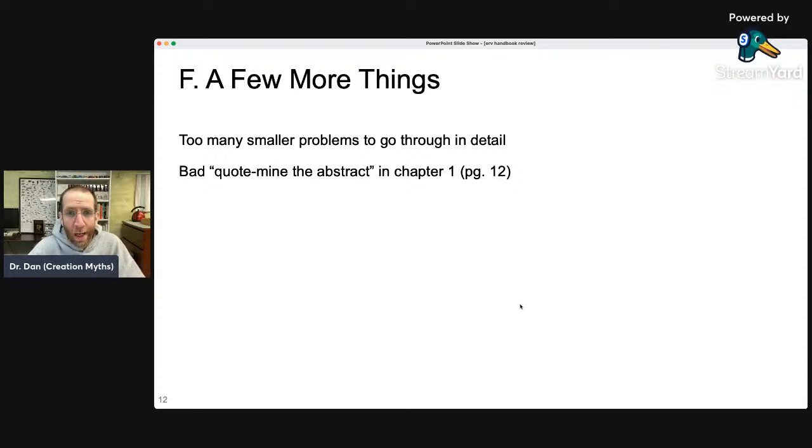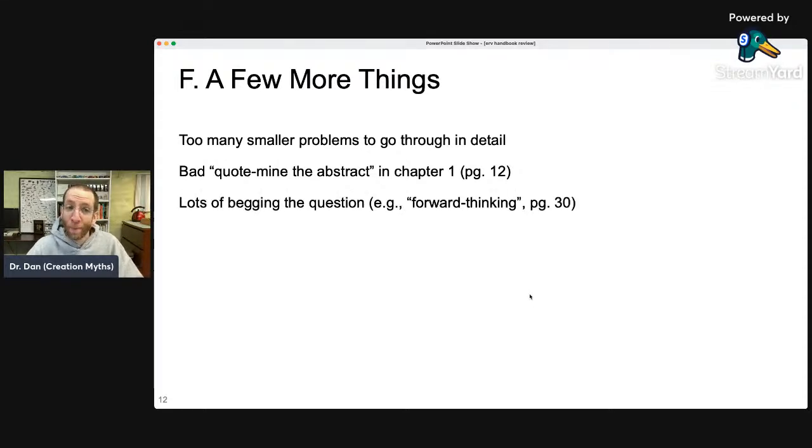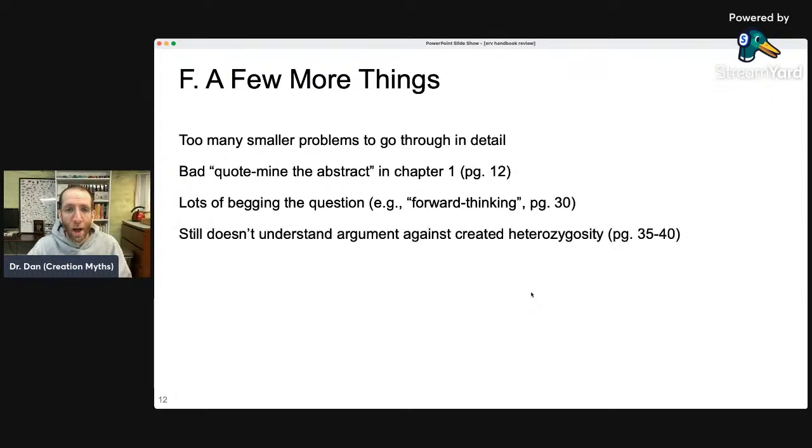I actually use that as an example in my recent creation trick, quote mine the abstract video, so I'll link that down below. There's a lot of begging the question going on in here, in particular with the design stuff and the idea that these ERVs can be used as antiviral elements. There's a lot of claiming that forward thinking has to be designed. Well, why is that? It sounds like you're just asserting that for no good reason. You're just saying it's forward thinking, therefore it was forward thinking. Why are you calling it forward thinking? That happens in a few places.